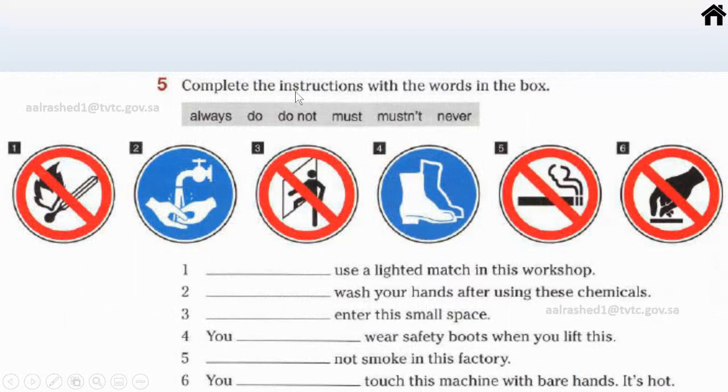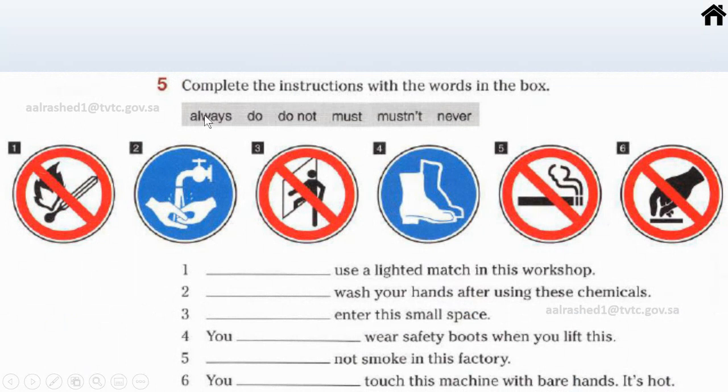Okay, for 5, complete the instructions with the verbs in the box. Instructions. As you can see from 1 to 6, it might have warnings or things to do, or a set of rules. So these are the instructions. For example, the instructions in my classroom: you must bring a book. You must come on time. Don't be late. Always ask if you have something. So these are sets of instructions.